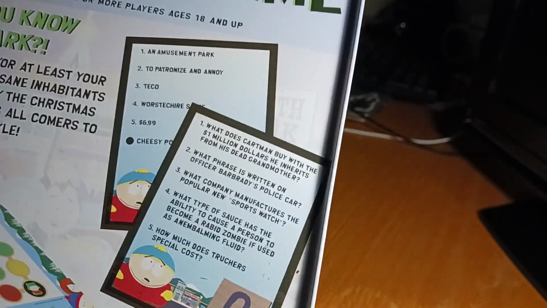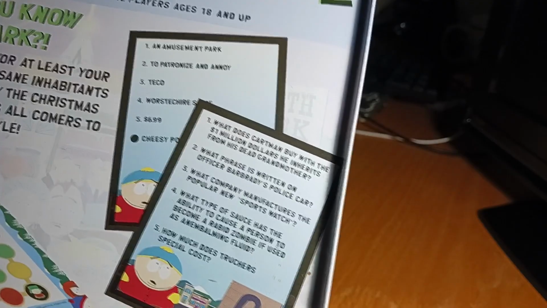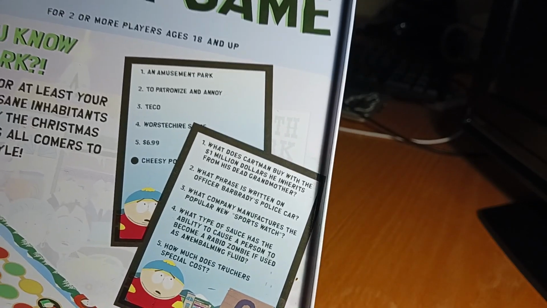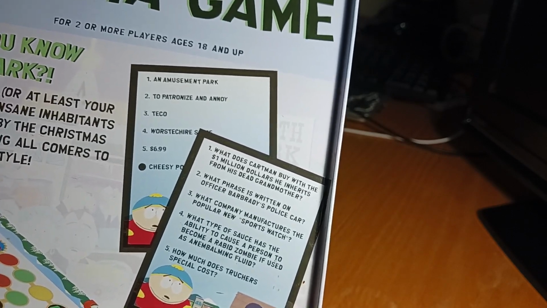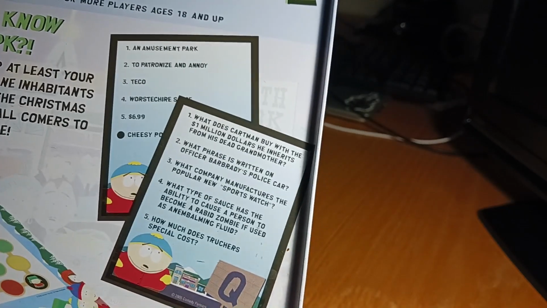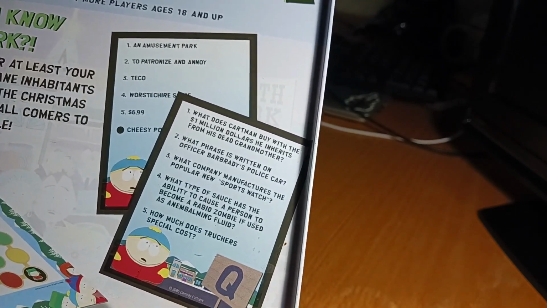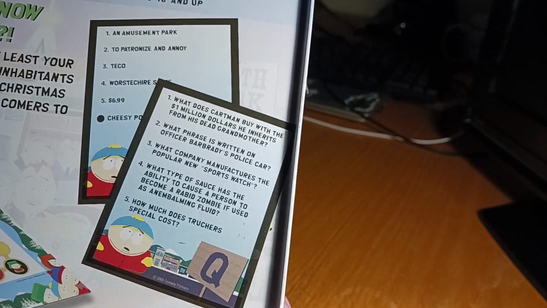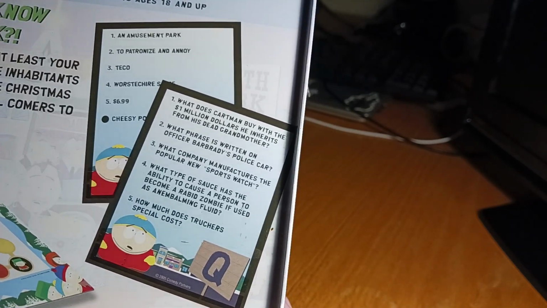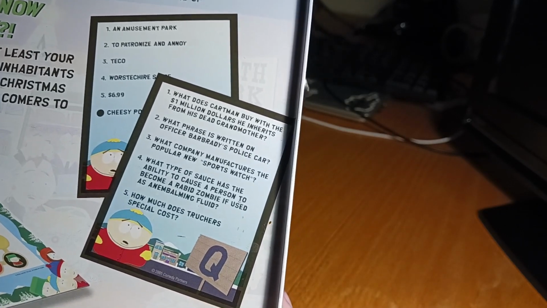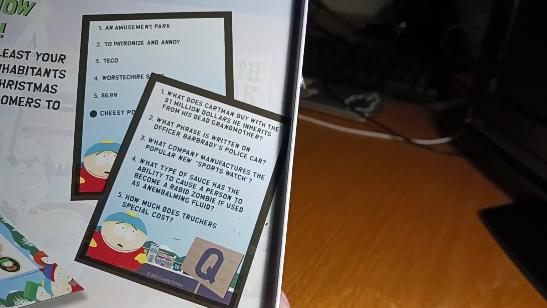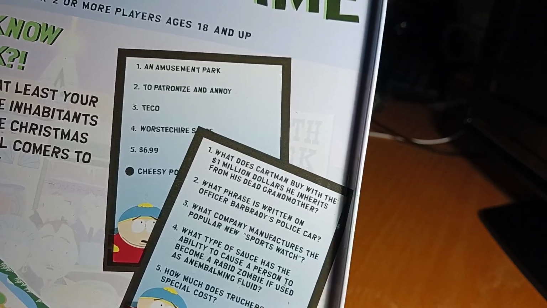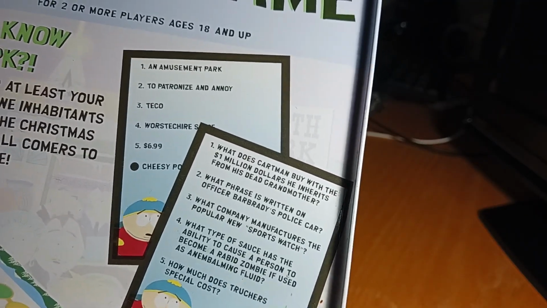You got some questions here. What does Cartman buy with the $1 million he inherits from his dead grandmother? An amusement park. That was Cartman Land. What phrase is written on Officer Barbrady's police car? To patronize and annoy. I didn't even know that one. What company manufactures the popular new sports watch? Kecko. Is this from Starvin' Marvin? What type of sauce can cause a person to become a rabid zombie if used as embalming fluid? Worcestershire sauce. How much does the Trucher's special cost? $6.99. Who's Trucher? I feel like I should know that.